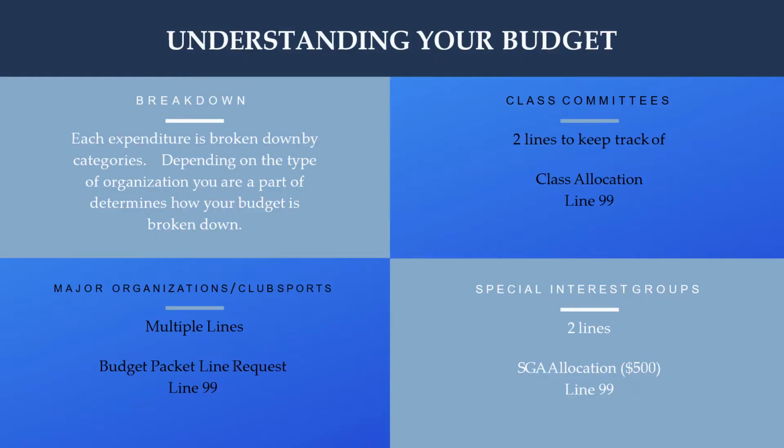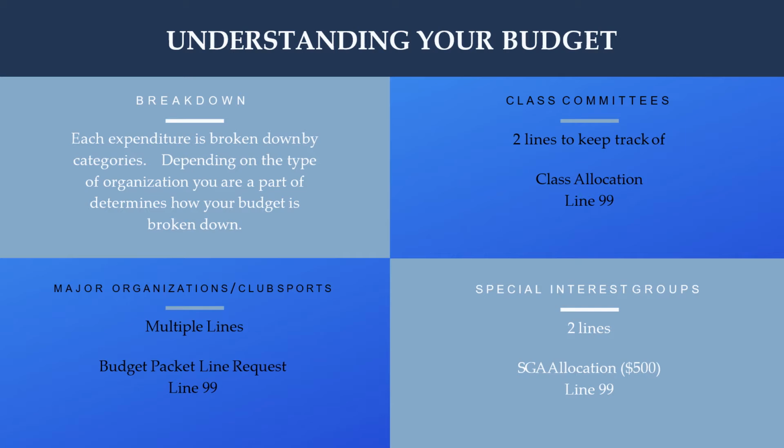Each organization will set up their budget a little differently. Each expenditure is broken down by a category. We call these categories line items. Class committees will have 2 line items. Their class allocation and line 99, which is fundraising. Major organizations and club sports will have multiple line items.